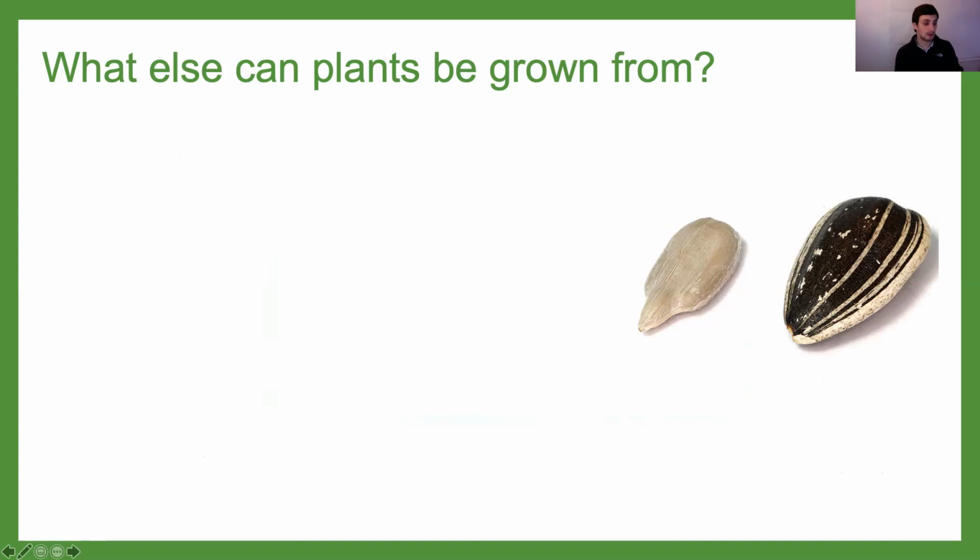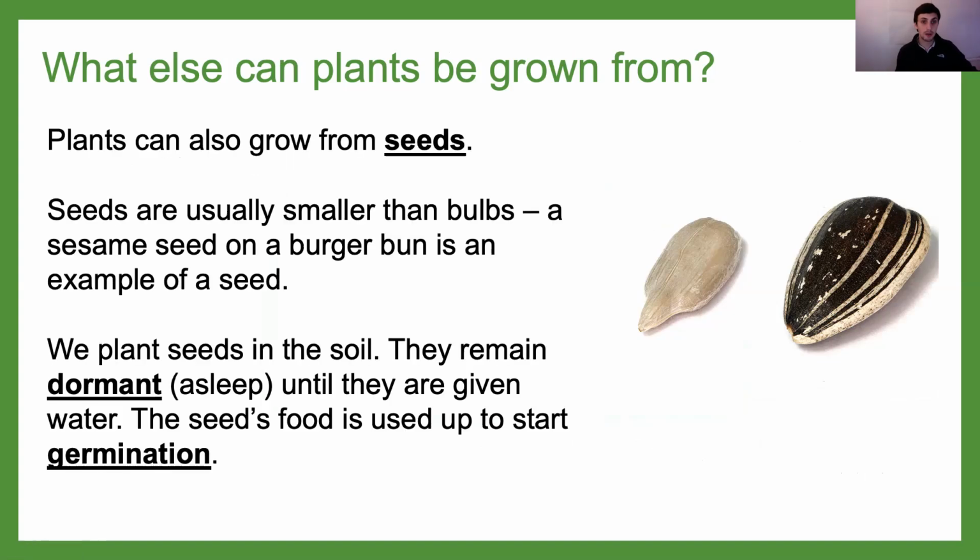Okay, what else can plants be grown from? We just explained bulbs, but we know they can also be grown from seeds. And seeds are usually a lot smaller than bulbs. A sesame seed on top of a burger bun is an example of a seed. It's very, very small. And we plant seeds in the soil, and they remain dormant until they're given water.